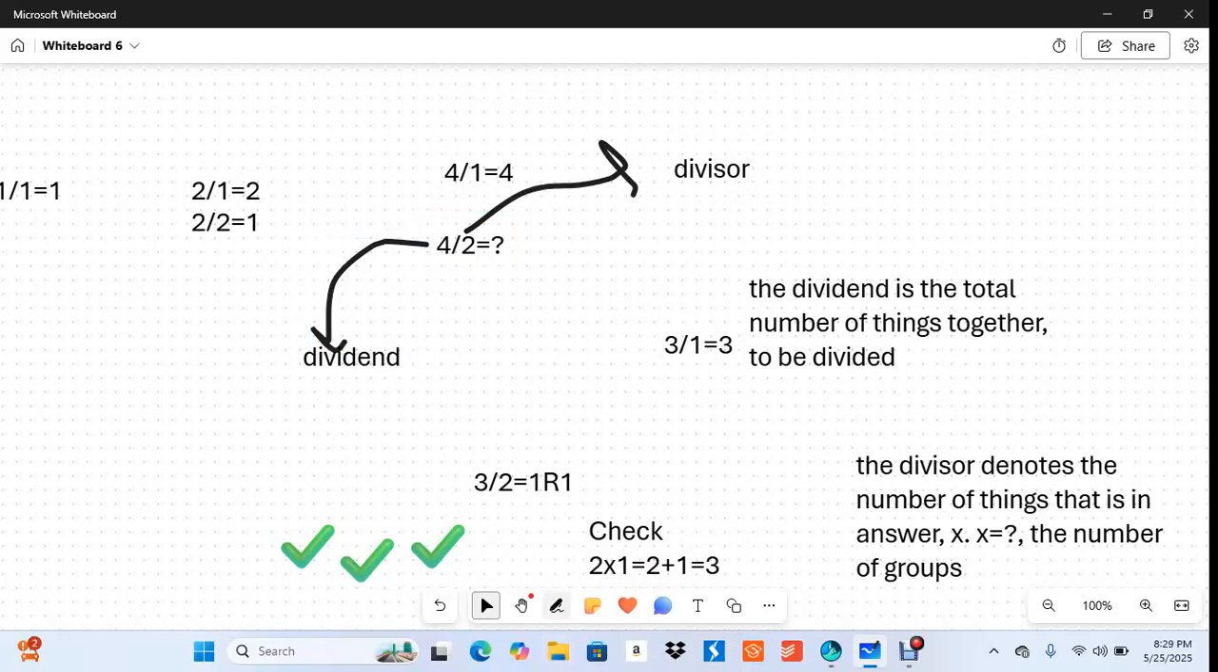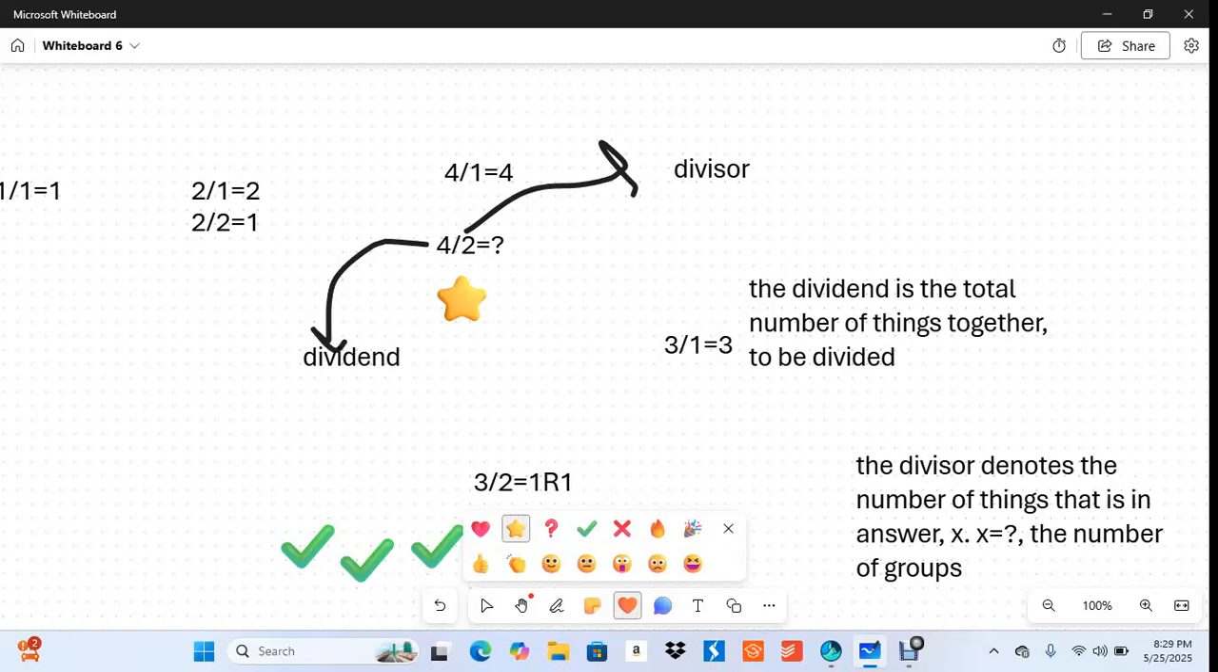So there's 4 things in total, so that is the dividend. Dividend denotes how many things total there are that we have to divide up. We know there's 4 things, so let's have 4 things here. 1, 2, 3, 4. And there are 2 things. This is the divisor. The divisor is denoting how many things are going to be in each group. So we're going to count up to that number of things and circle it. Keep circling the groups and count by 2s.